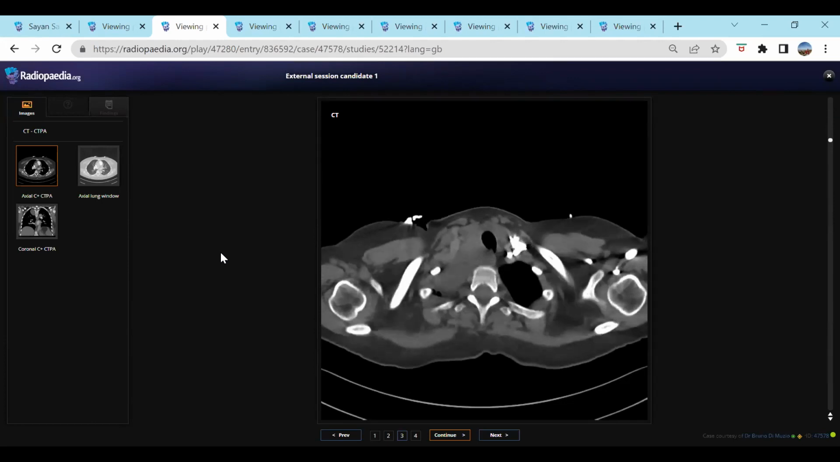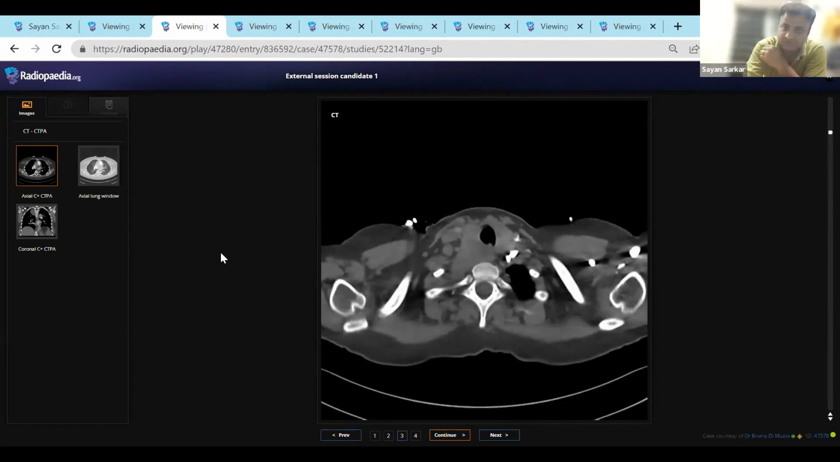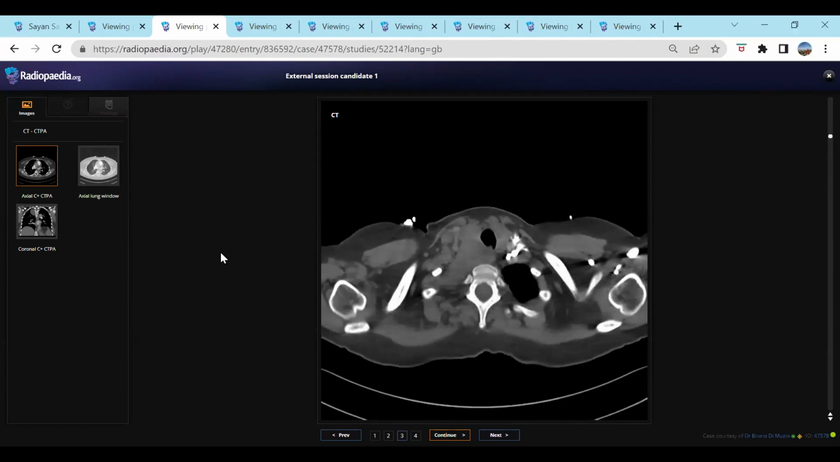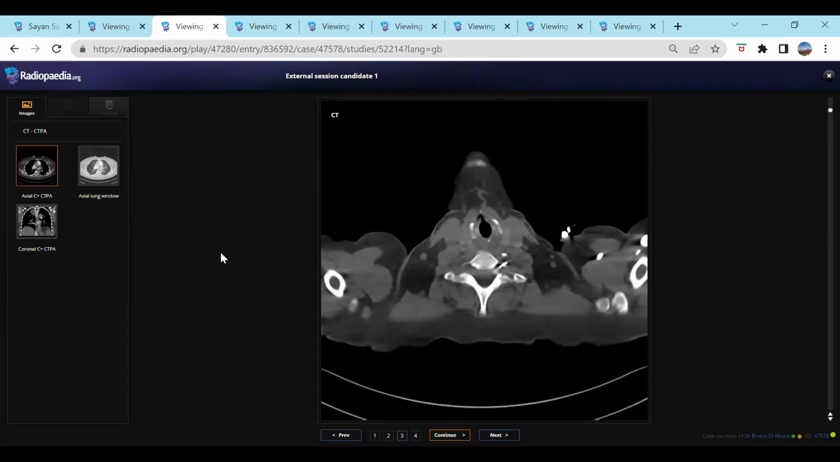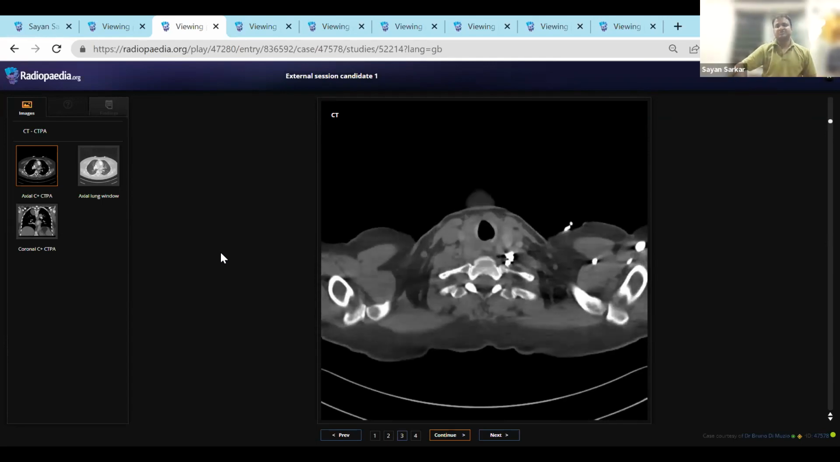It is running from the neck into the posterior mediastinum regions. So what is it coming from? It could be coming from the esophagus. From the neck. Yes, the more likely possibility, which you told in your X-ray itself.